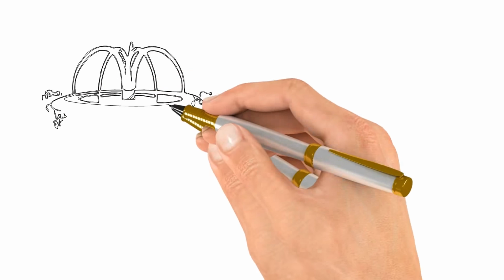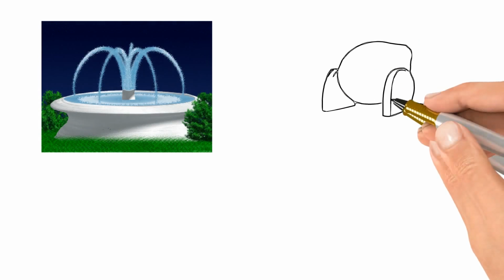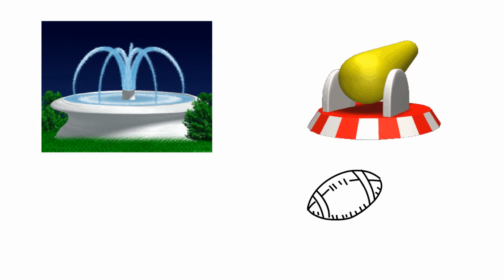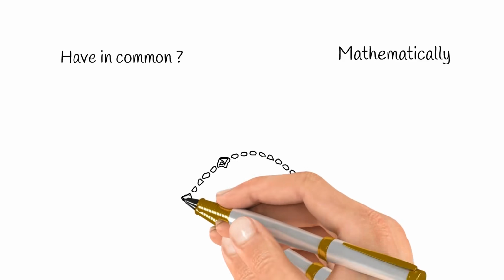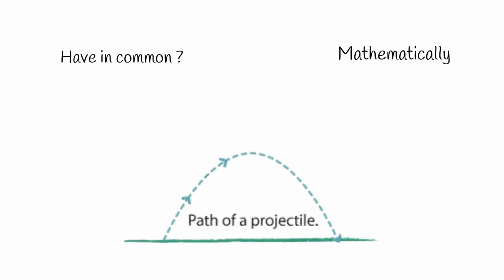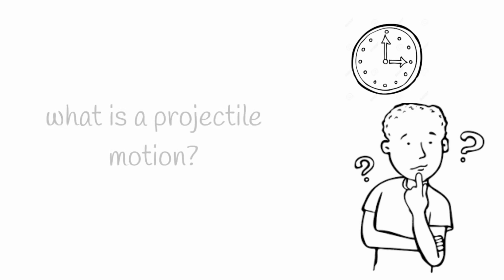What do the water in a fountain, a human cannonball, or even an American football thrown like this all have in common? Mathematically, they follow a parabolic path, which is the path followed by a projectile. But wait a second, what is projectile motion?